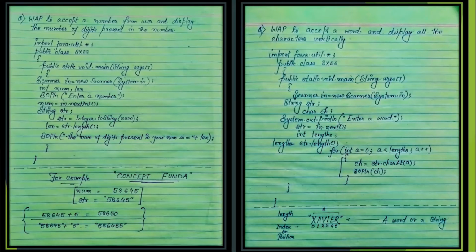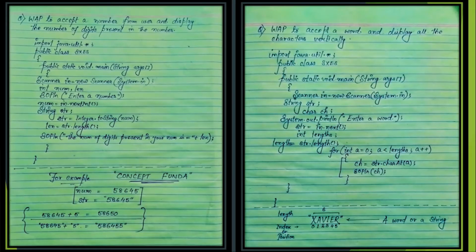That means, let's suppose the number is 58,645. If we add 5 with that, the number becomes 58,650. But in case of string, since this has become a string, that is 58645, if we add another string, that is 5, it will become 586455. Over here, this plus sign tells what? No more addition. This plus sign tells concatenation, string concatenation.